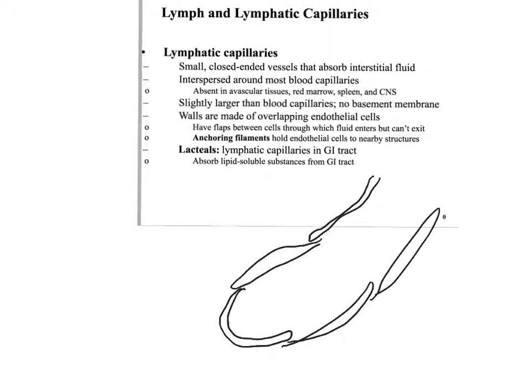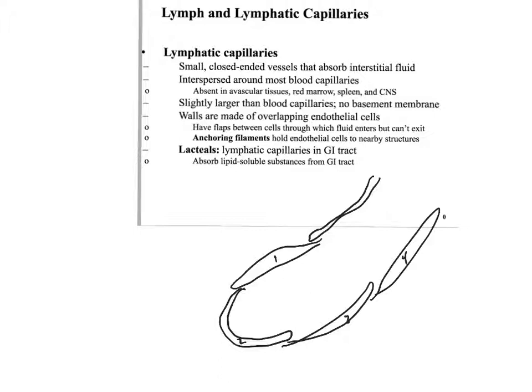What do you notice about how I drew those cells? How do these cells orient themselves? Look at their position. What about the ends? Are they end to end or is one over the other? They overlap. And because they overlap, they actually form this kind of flap valve.